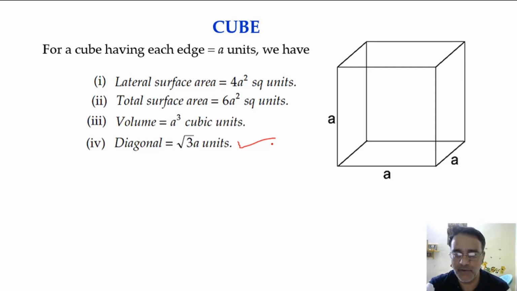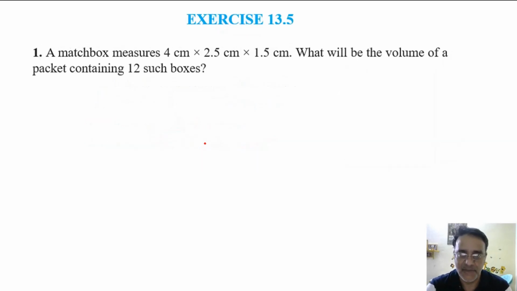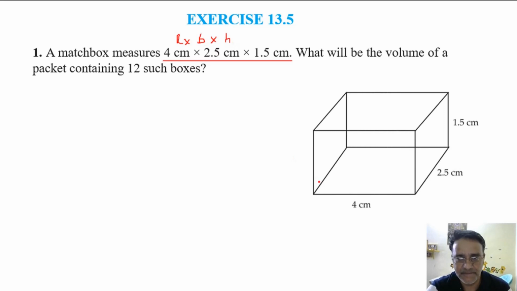So the next exercise, 13.5, is based on volume only. So you should know the volume of a cube, that is A cube, and the volume of a cuboid is length into breadth into height. So let us start with the first question. 13.5. A matchbox measures 4 centimeter into 2.5 centimeter into 1.5 centimeter. So this dimension is in the form of L into B into H.